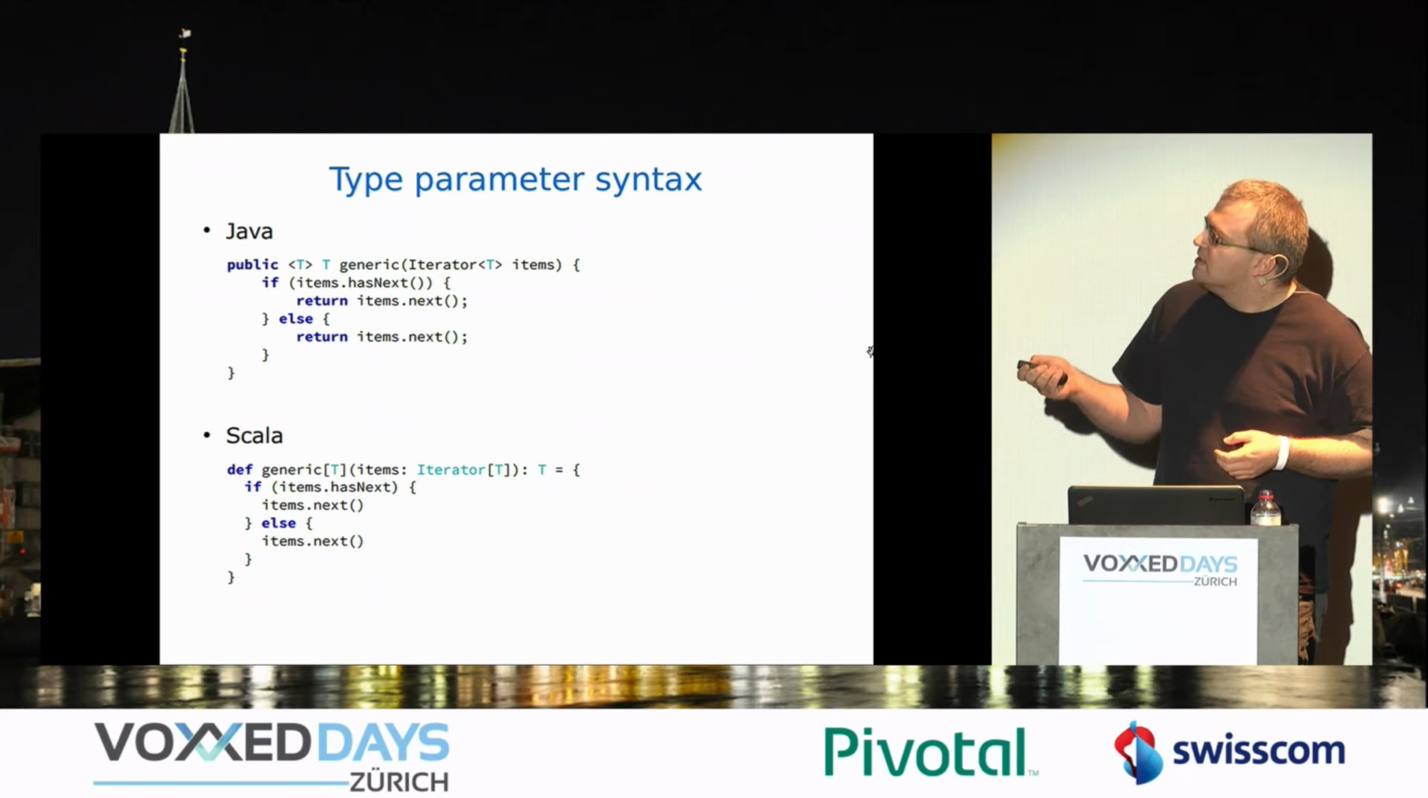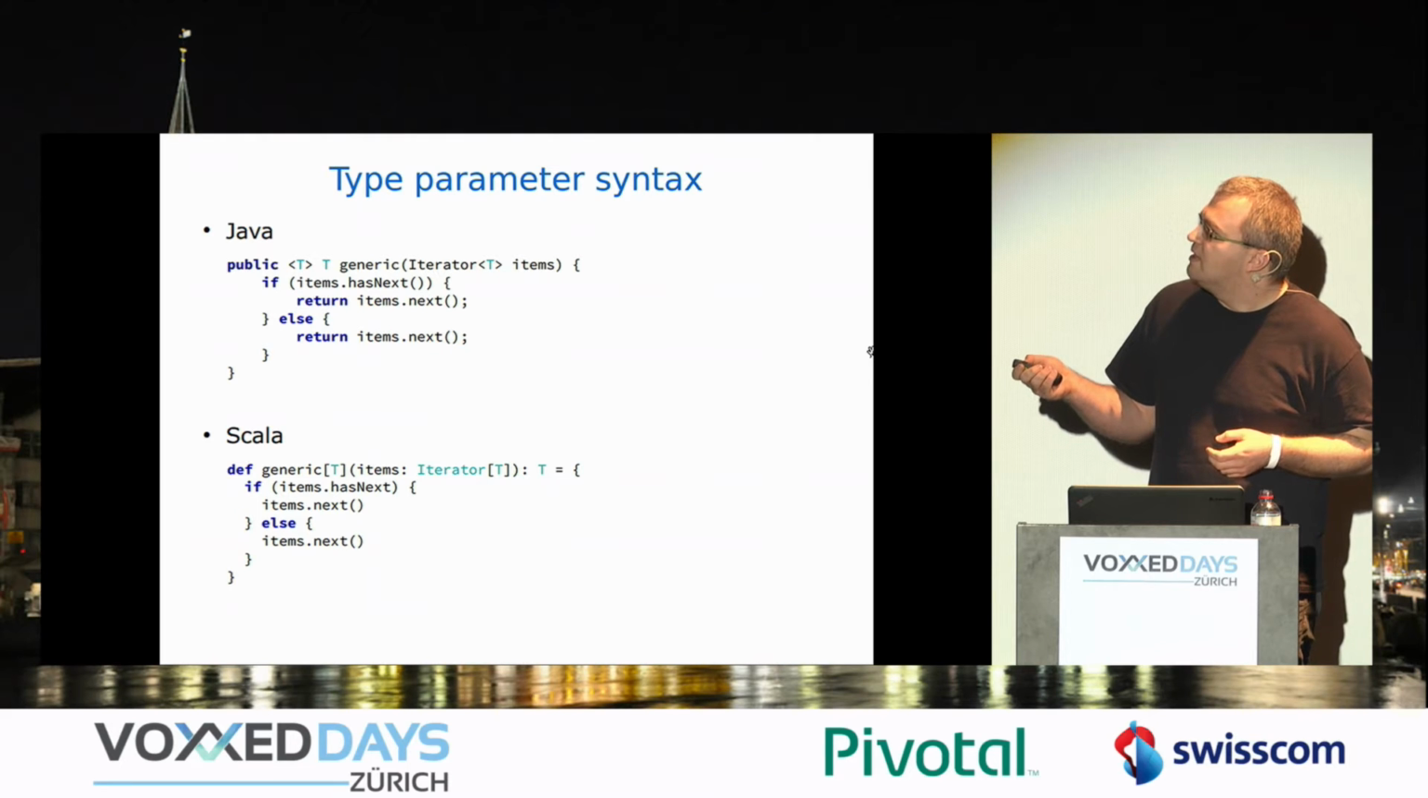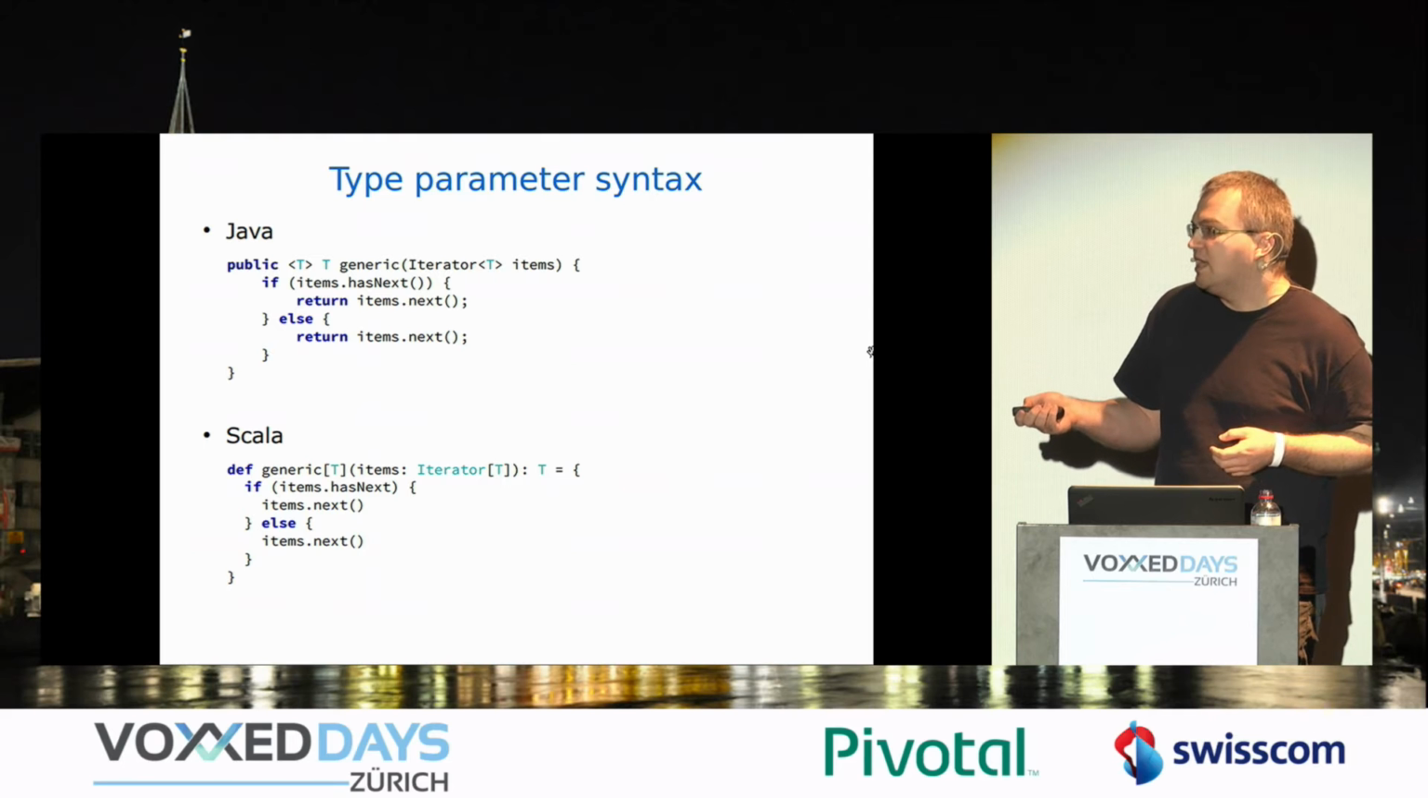Also, a small reminder, as I already mentioned, everything is an expression. So unlike in Java, if is an expression, so it returns one of those values depending on the condition. In Java, you have to explicitly return from the method. In Scala, you don't have to.